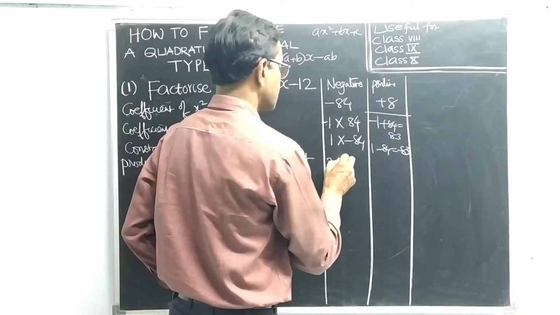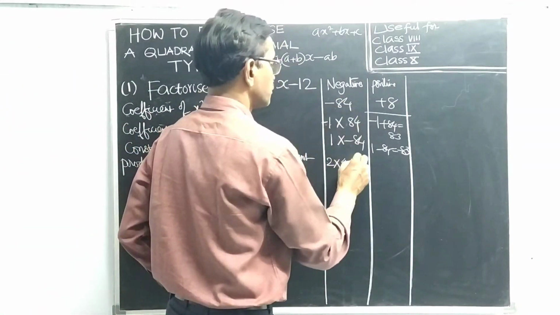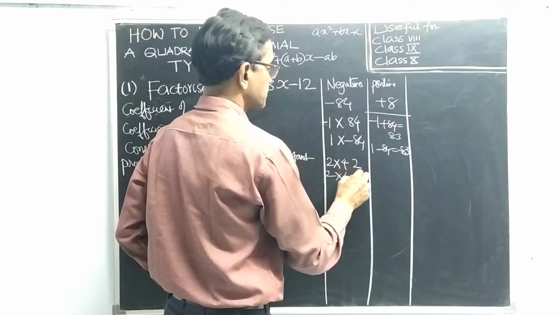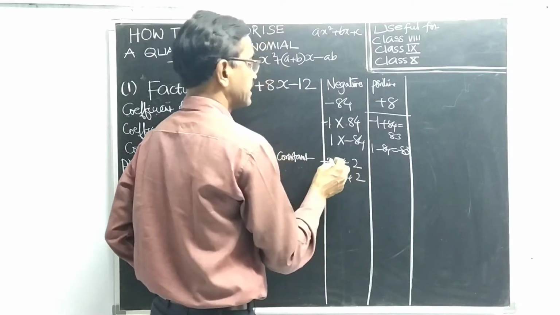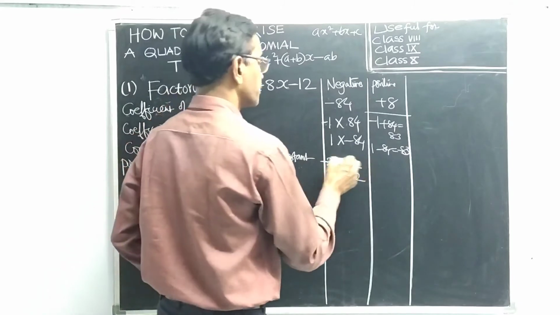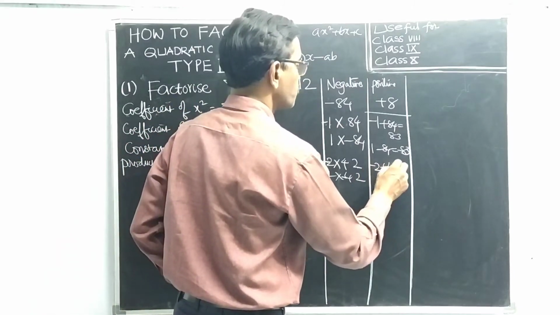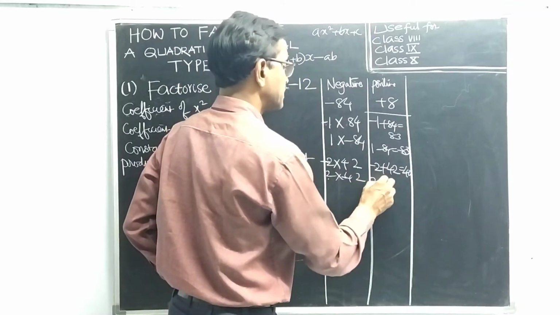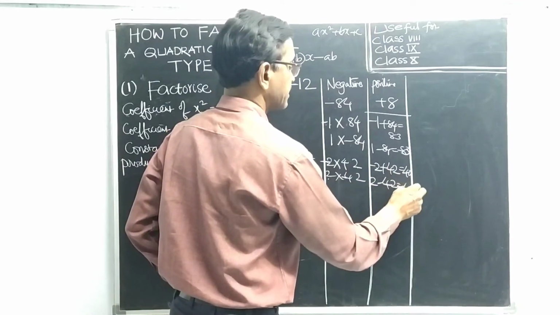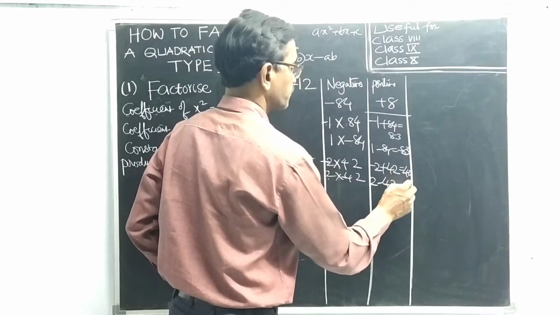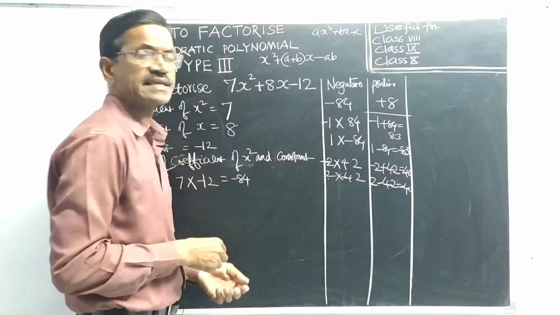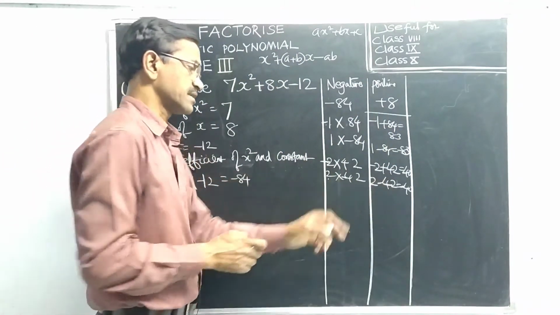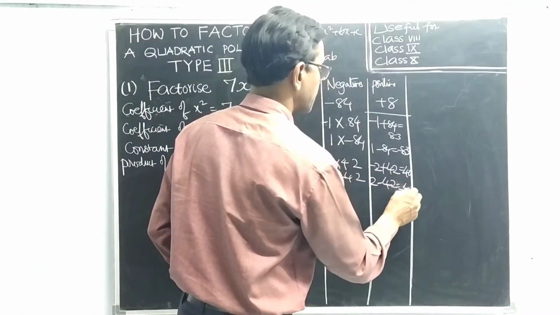Next we take the second table, 2 4s are 8, 2 2s are 4. 2 times 42, keep minus 1, minus 2, minus 42. By subtraction, 42 minus 2 is 40. Here by subtraction, 2 minus 42 is minus 40. So not useful here. We didn't take this one because it is minus 40.